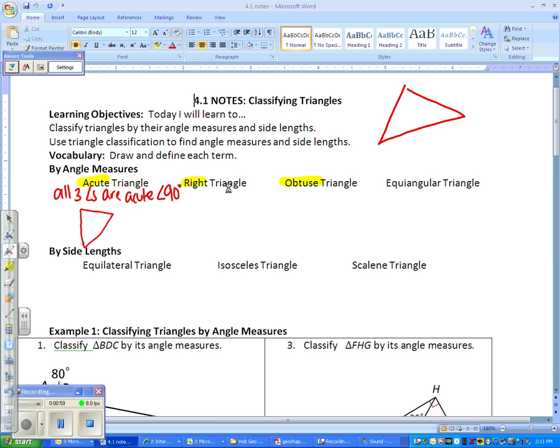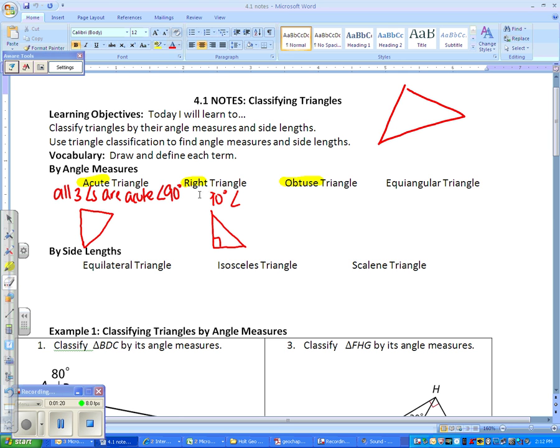Okay, a right triangle. We know a right angle has 90 degrees. So a right triangle has one 90-degree angle. An example would be like this. Okay, so we have an acute triangle, we have a right triangle, and then we have an obtuse triangle.